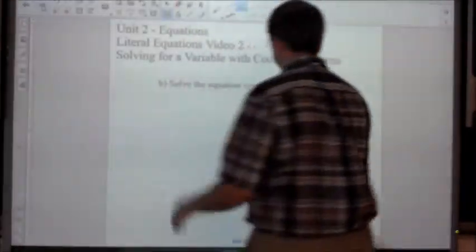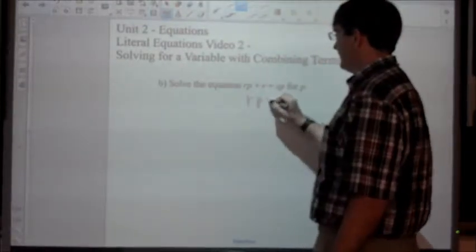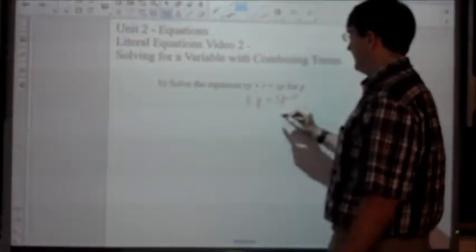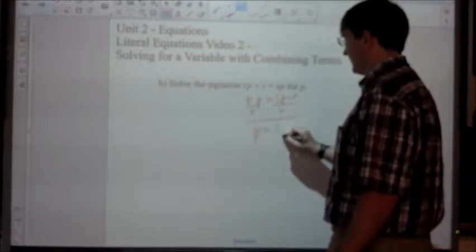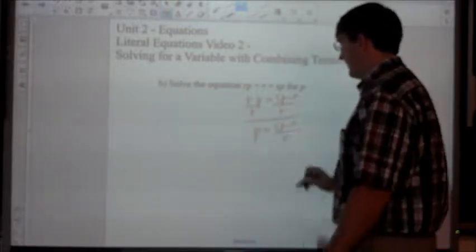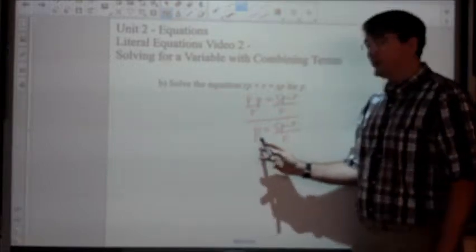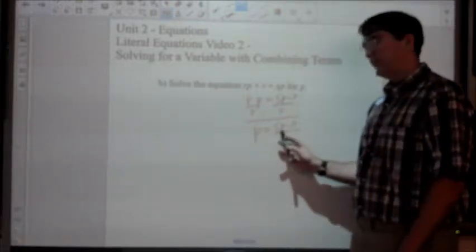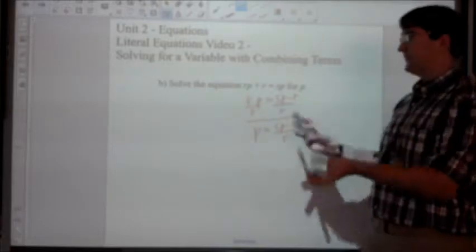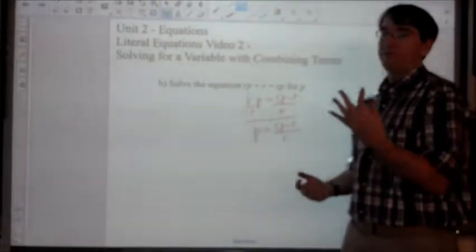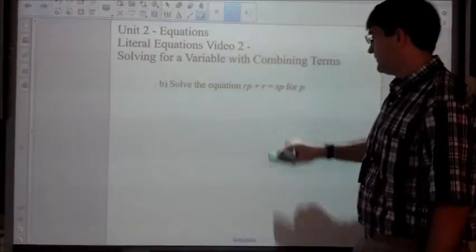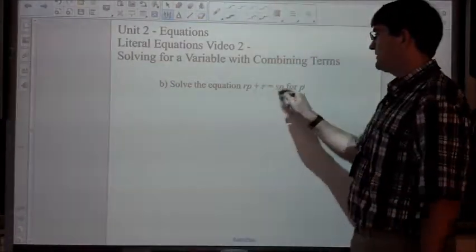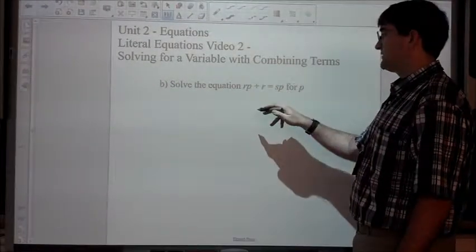Your instinct might be to say, oh, I can just do RP is equal to SP minus R, and then divide both sides by R, and get P is equal to SP minus R divided by R. The problem is, this isn't solved for P. We can't have a P on both sides of the equal sign if we're saying that we're solving for P. We haven't isolated the P. So we need to change this around so that all of the P's are on one side.